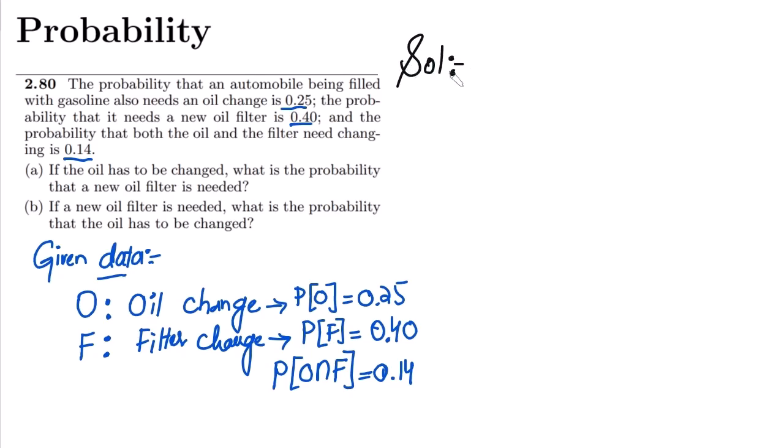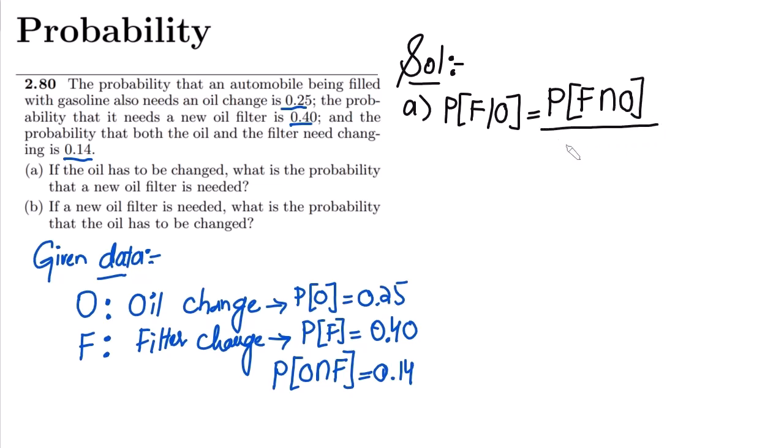So what do I want to find out? If the oil has to be changed, what is the probability that a new oil filter is needed? So I want to find out the probability of a filter change given that oil has been changed. So according to the conditional probability, I want to find out the probability of a filter change and oil change divided by the probability of oil change.